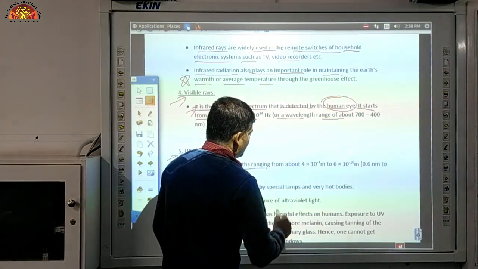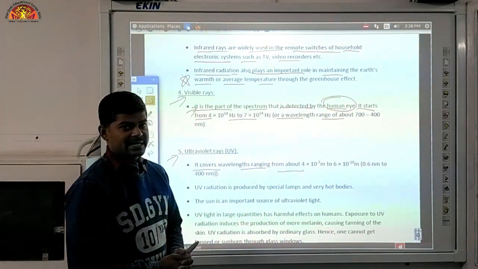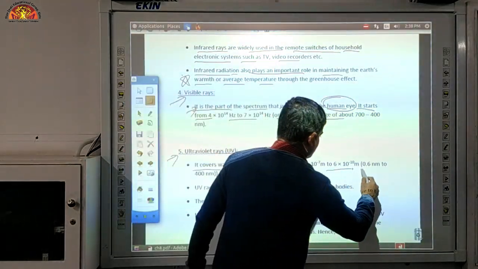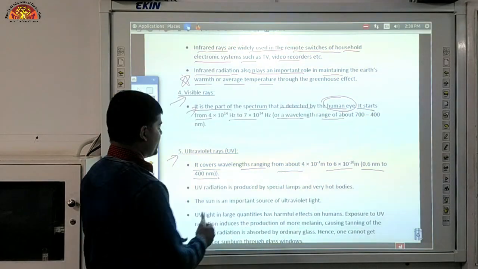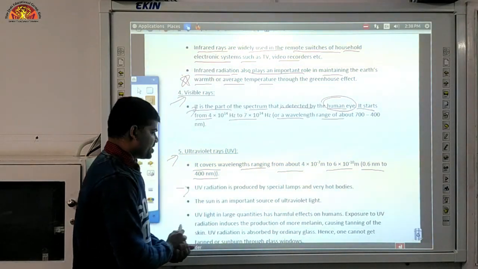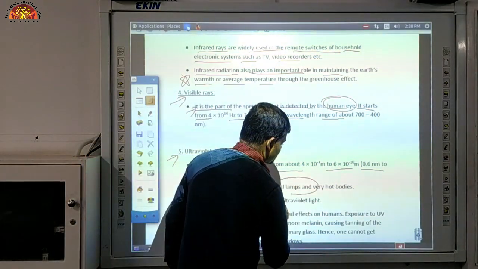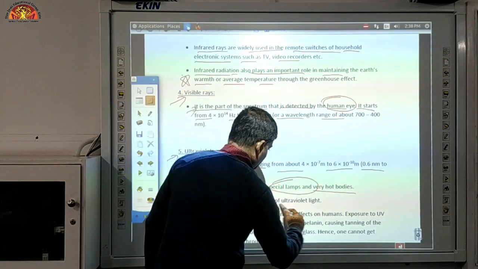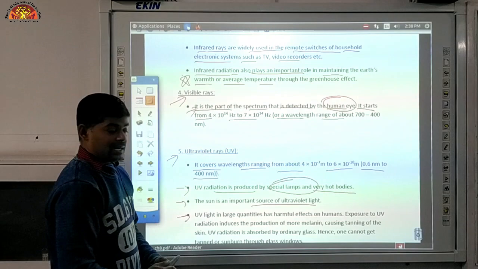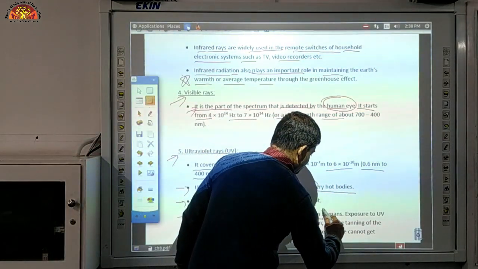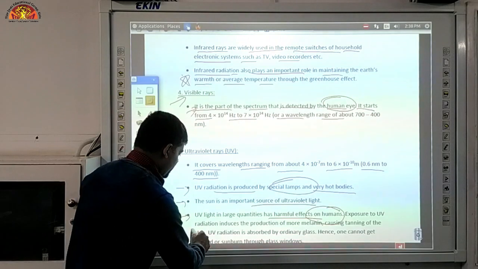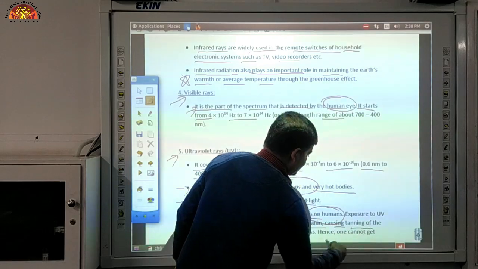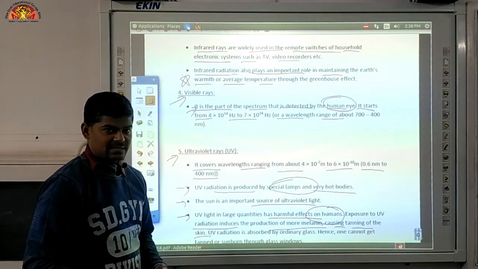It covers the wavelength ranging from 4 × 10⁻⁷ meter to 6 × 10⁻¹⁰ meter, or you can say from 0.6 nanometer to 400 nanometer. Now अगर UV radiation की बात की जाए तो it is produced by the special lamps and very hot bodies. Okay, the sun is an important source of UV light, and UV light in large quantity has harmful effect on the humans. Exposure to the UV radiation induces the production of more melanin causing the tanning of the skin. Okay, skin cancer भी इससे हो सकता है.